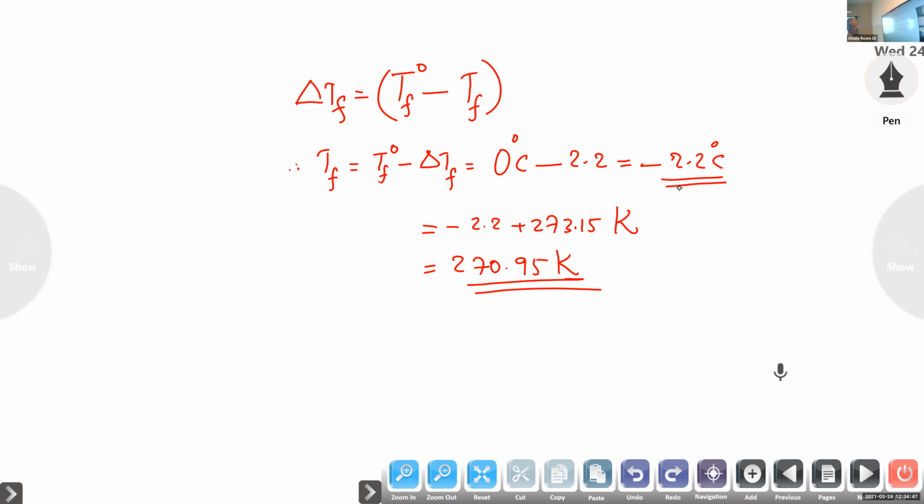Okay, understood? Or instead of 0 degree Celsius, you can directly use 273.15 Kelvin minus 2.2, that is right, but the unit is Kelvin. Do you follow the difference? Yes, sir. So look at that before writing the unit.